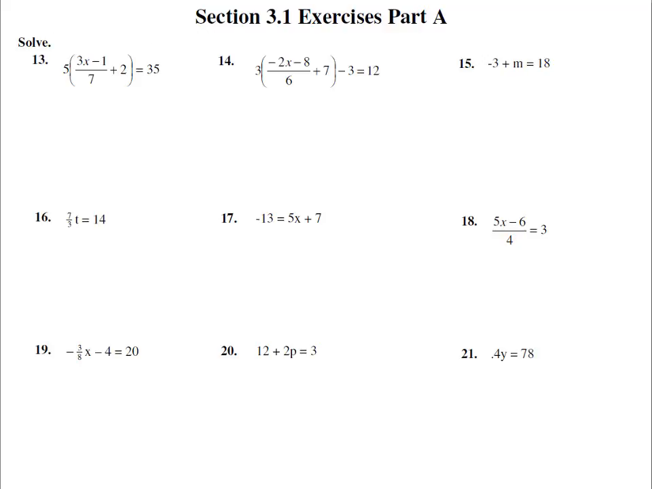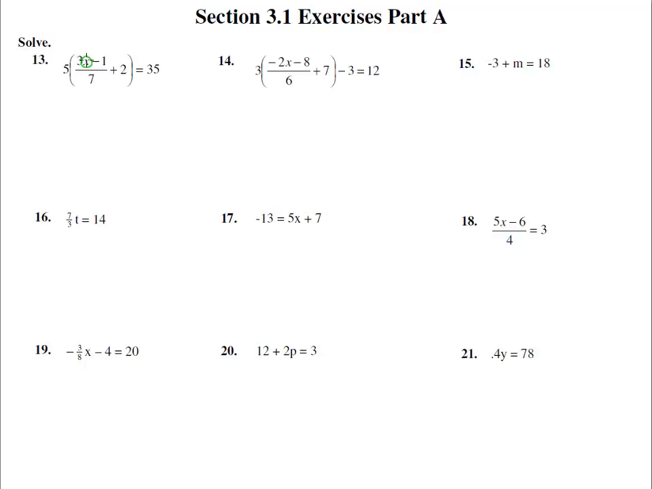Here we are in section 3.1, exercises part A, numbers 13 through 21. The instructions are to solve, which means to get x by itself. Now here's our x right here. Some of you may have seen ways of distributing the parentheses and a whole bunch of stuff. For the purposes of this assignment, we're really focusing on the undoing, the going backwards that happens in algebra. And so we're going to look at it in a little bit easier light.